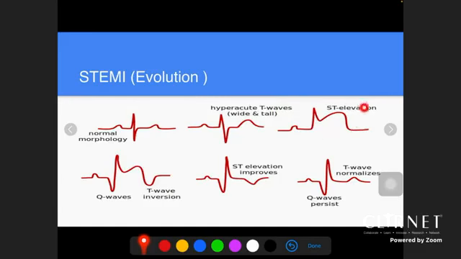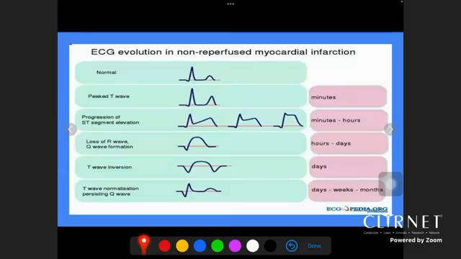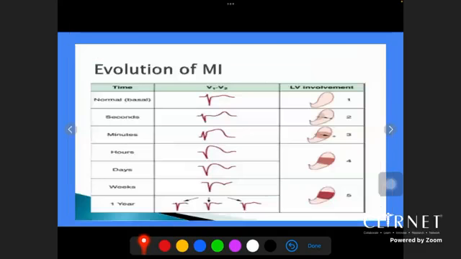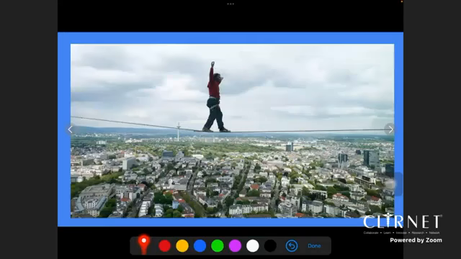the ST elevation. Here again, the evolution of STEMI in non-perfused or sometimes in perfused patients, but not complete reperfusion like thrombolysis or so. So normal ECG, peaked T wave, and ST elevation starts to rise. Then there are some Q waves and T waves, and ST normalizes, leaving only the Q wave as a scar or indication of old MI. Here again, the same concept.